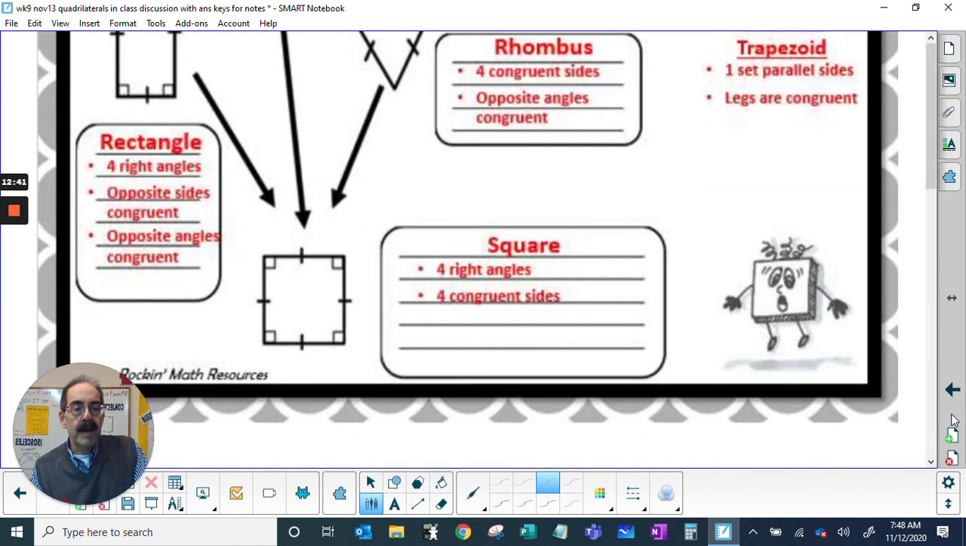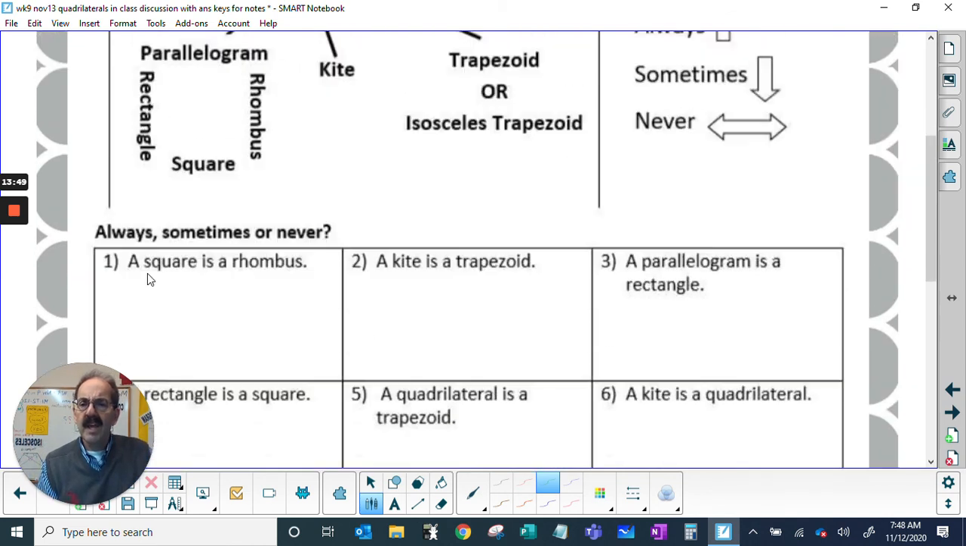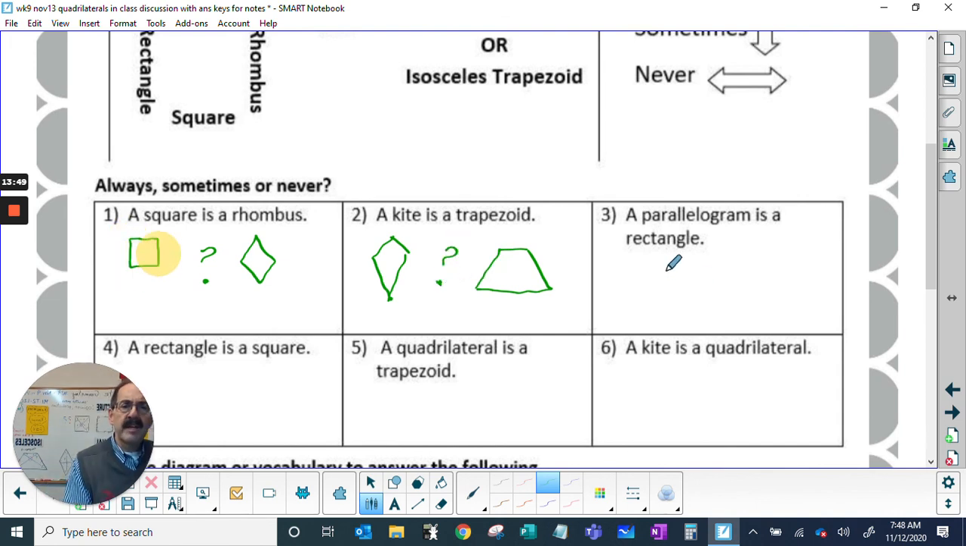All right? And then the last thing to do, if you end up getting there, here's the answer key to the practice. And then this is what we're going to be tested on. Is a square a diamond? Is a kite a trapezoid? Is a parallelogram a rectangle? Okay, keep going.